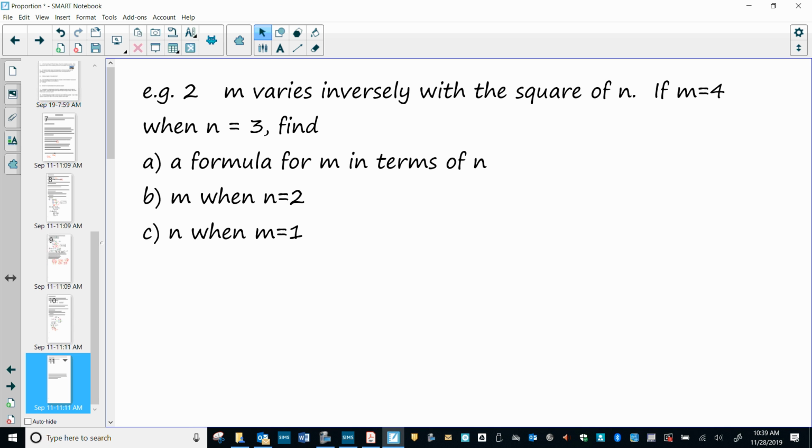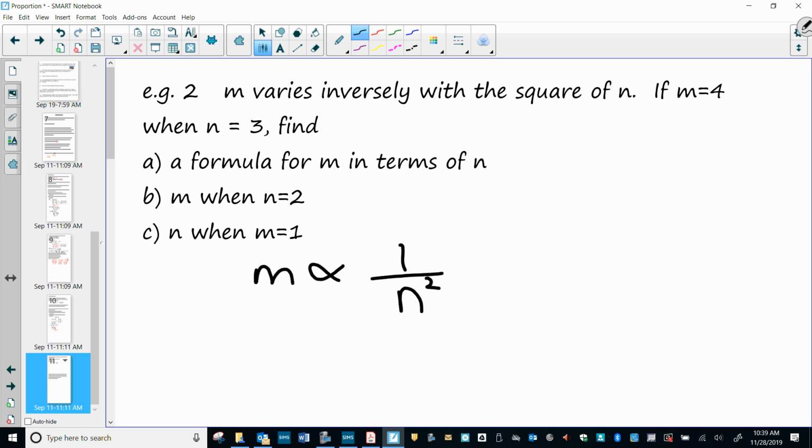So we want to say m is proportional to 1 over, now it's the square of n, so we would write n squared. So m is proportional to 1 over n squared. We change the proportional sign, so it becomes m equals k over n squared.